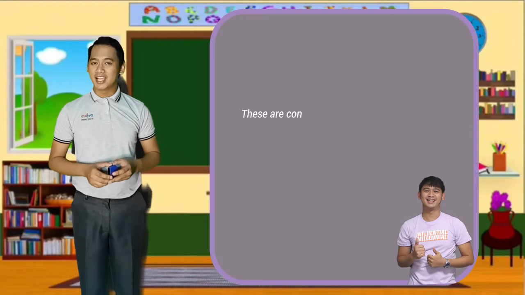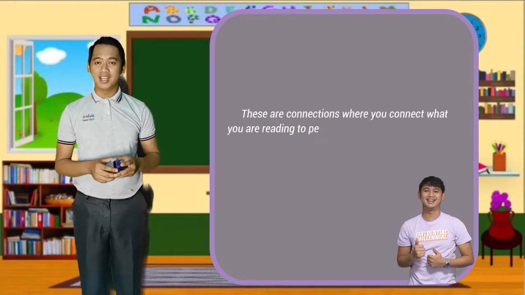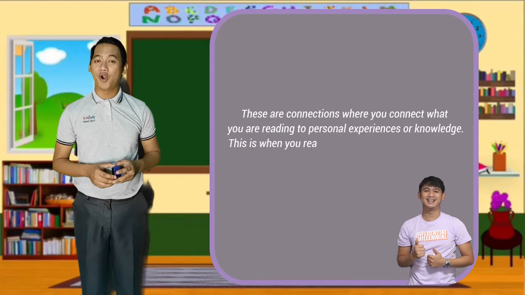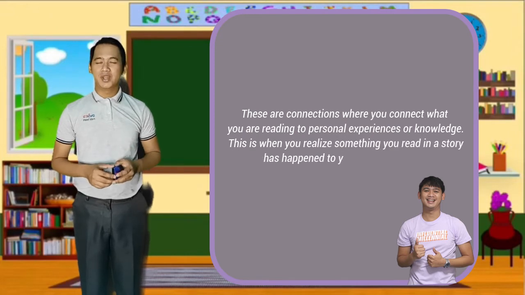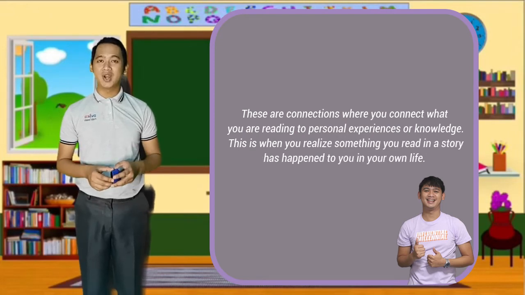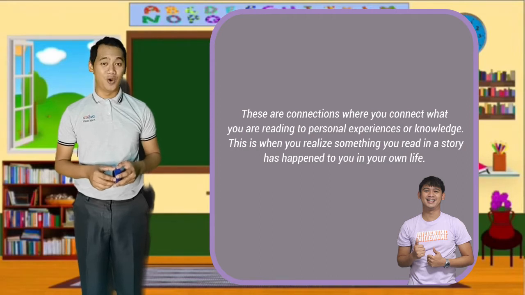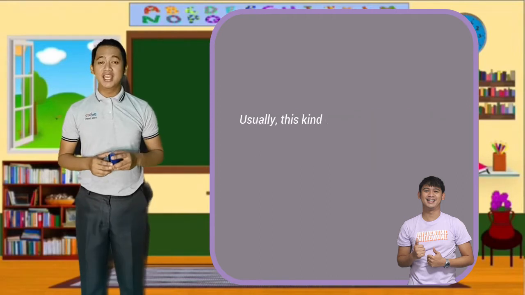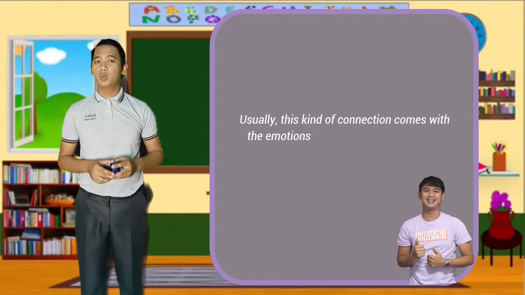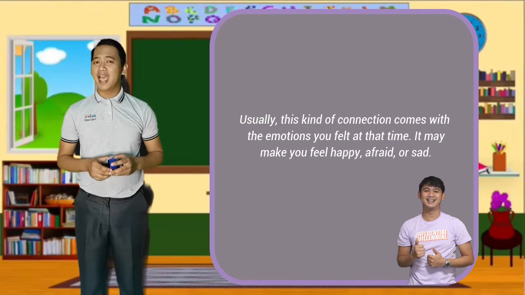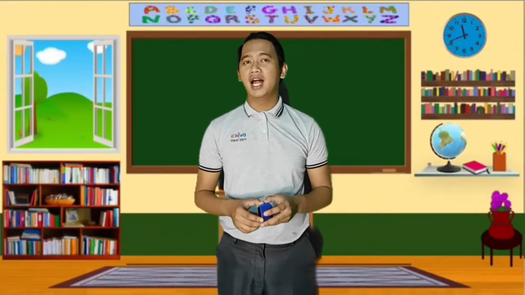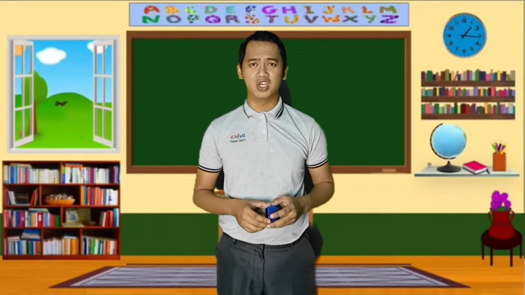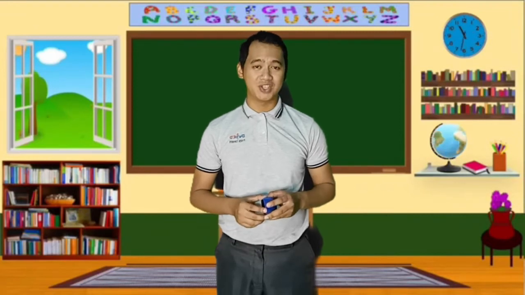Brilliant! These are connections where you connect what you are reading to personal experiences or knowledge. This is when you realize something you read in a story has happened to you in your own life. Usually, this kind of connection comes with the emotion you felt at the time. It may make you feel happy, afraid, or sad. These are some of the questions that will help you build a text-to-self connection. Take note of these questions.